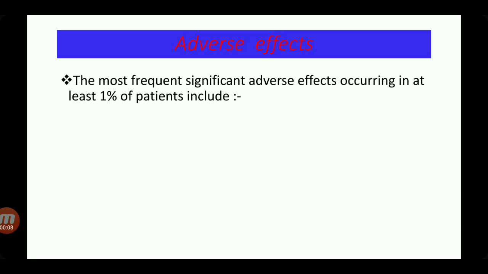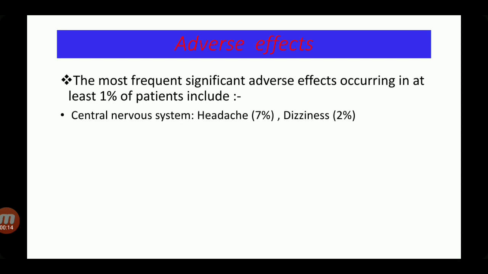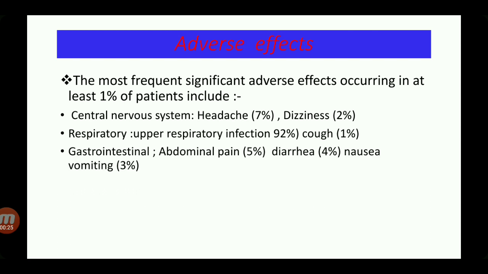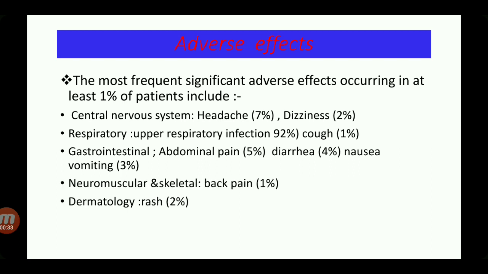Adverse effects. The most frequent significant adverse effects occurring in at least 1% of patients include central nervous system: headache 7%, dizziness 2%; respiratory system: upper respiratory infections 2%, cough 1%; gastrointestinal system: abdominal pain 5%, diarrhea 4%, nausea and vomiting 3%; neuromuscular and skeletal system: back pain 1%; dermatology: rash 2%.